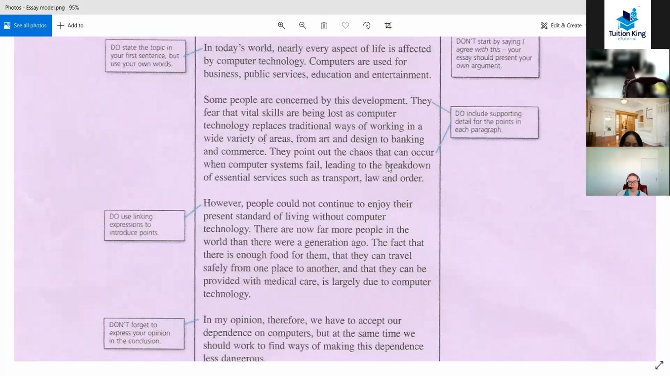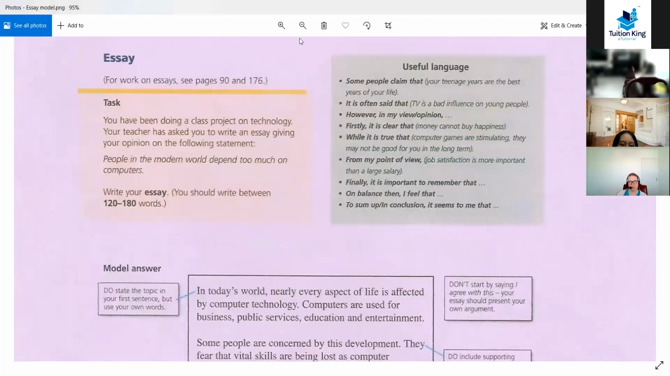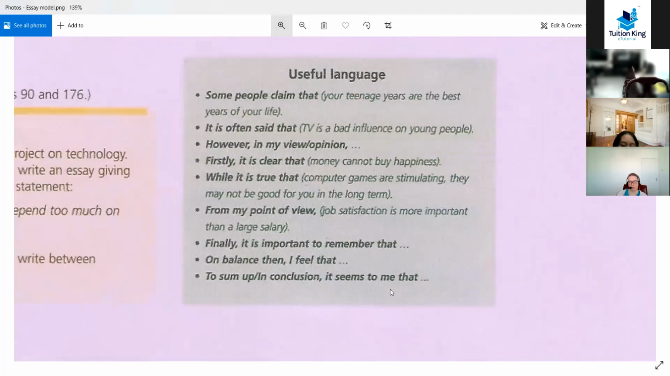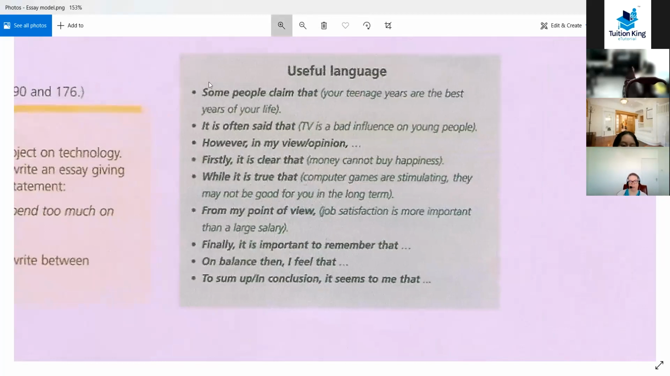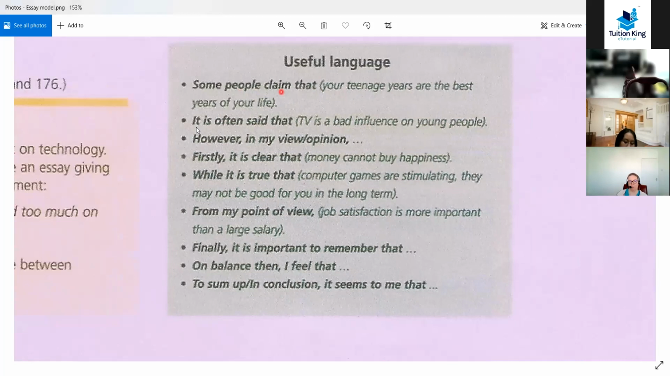Okay, and let's look at some more vocabulary. So here you can see some more useful language that you can use in your essays, okay? So we've looked at some of this language before, but let's look at it again, because it's useful. Okay, so some people claim that. So what does that sentence do? Does it add information, does it express contrast, or does it show cause and effect? What do you think? Excellent. Very good. Well done. What about this expression? It is often said that. Does it add information? Does it express contrast? Or does it show cause and effect?